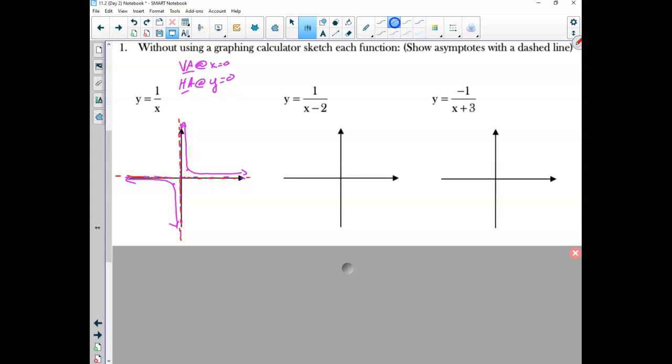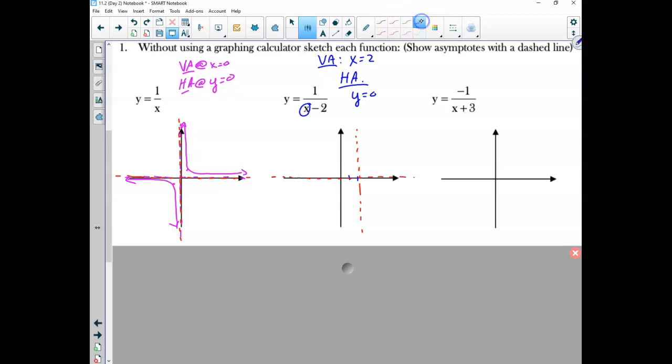Okay, so I have a process I go through. I think, where's my vertical asymptote? Well, my vertical asymptote is going to be when x equals 2. So I'm going to come over here and say 1, 2. I'm going to graph that asymptote as a vertical dashed line. And the next thing I want to know is where is my horizontal asymptote? Well, as the denominator gets big, this is going to approach 0. So I'm going to be at y equals 0. So here is going to be my horizontal asymptote.